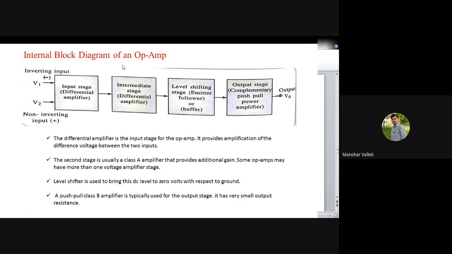The internal block diagram of operational amplifier is shown here. It has four blocks shown here. The first internal stage, as we discussed in the previous discussion, is the differential amplifier, which will amplify the difference of the input signal and give very high gain.